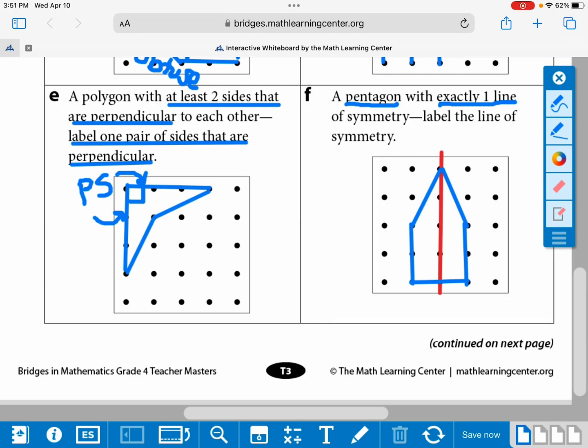And so for fourth grade, this is kind of the preferred example. But if you have a different five-sided figure, a different pentagon, then that could also work. I just want to make sure that the students do understand what symmetry means.